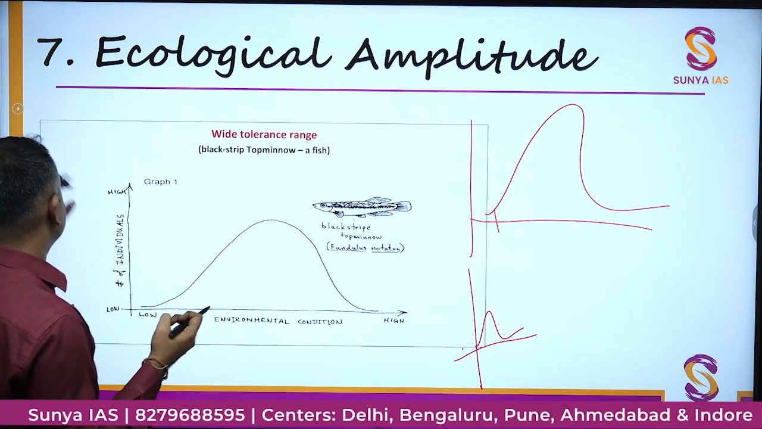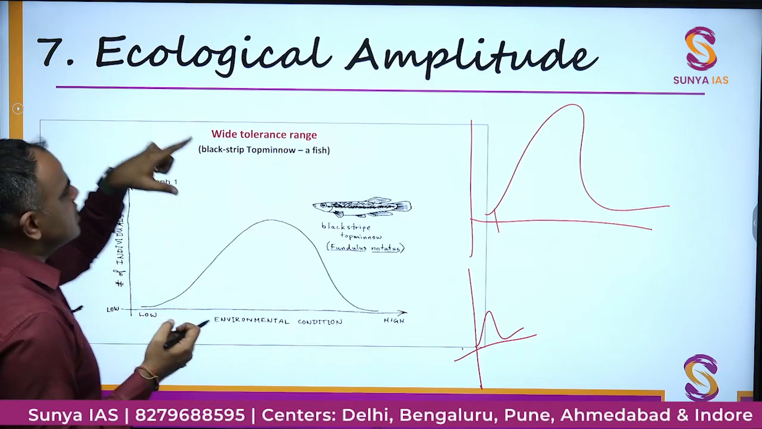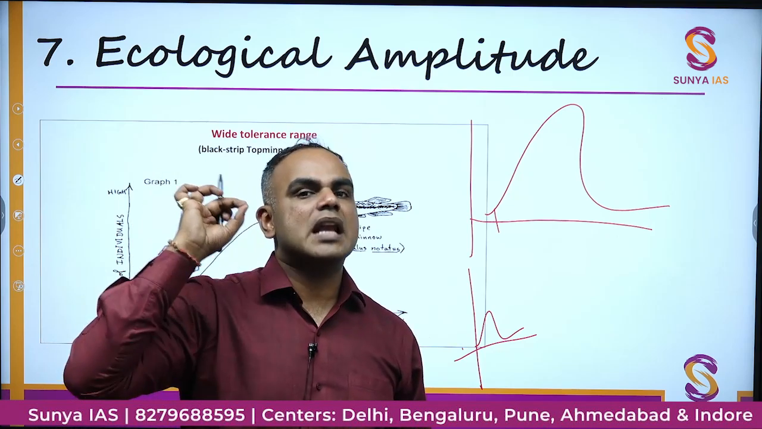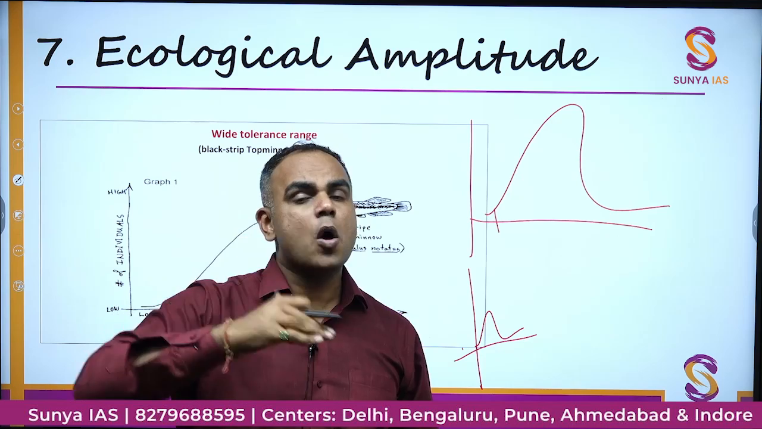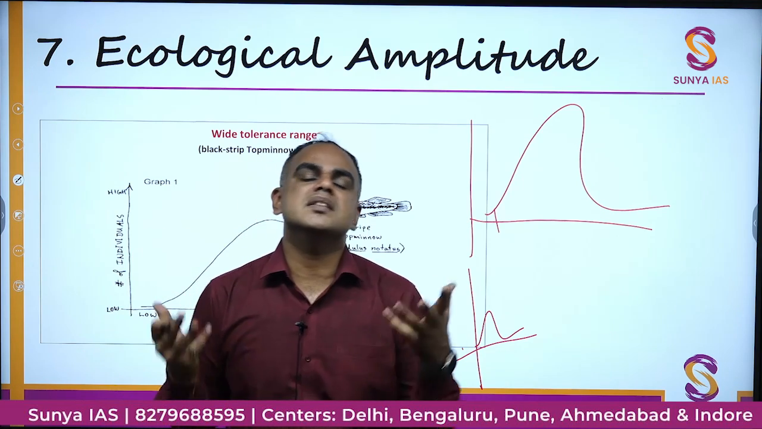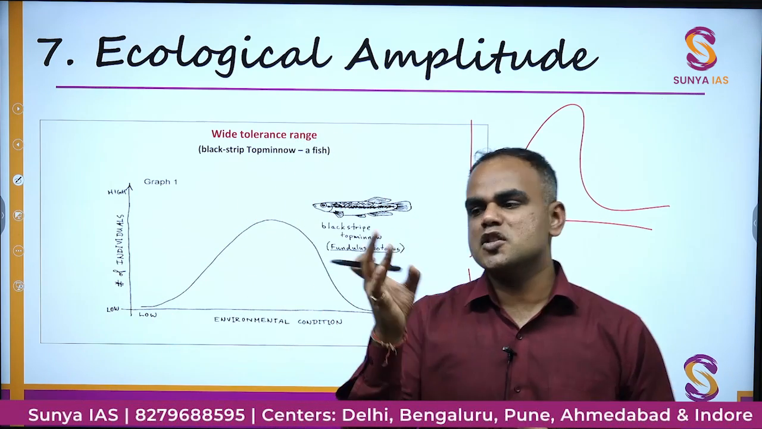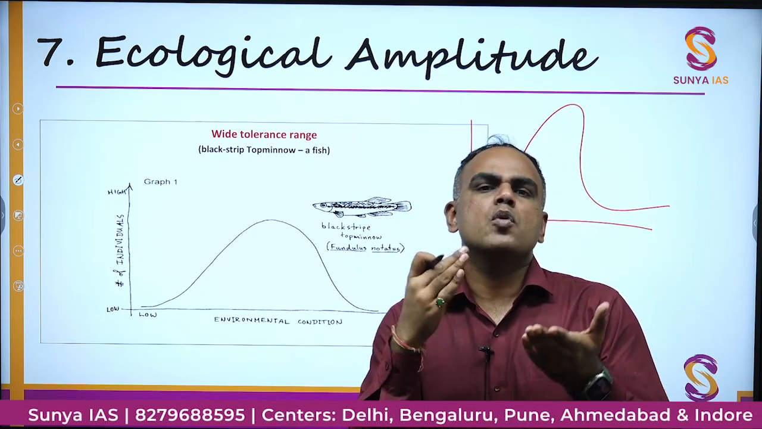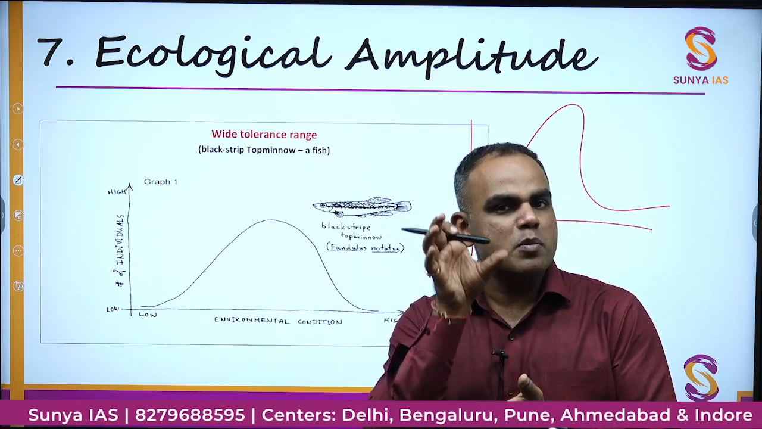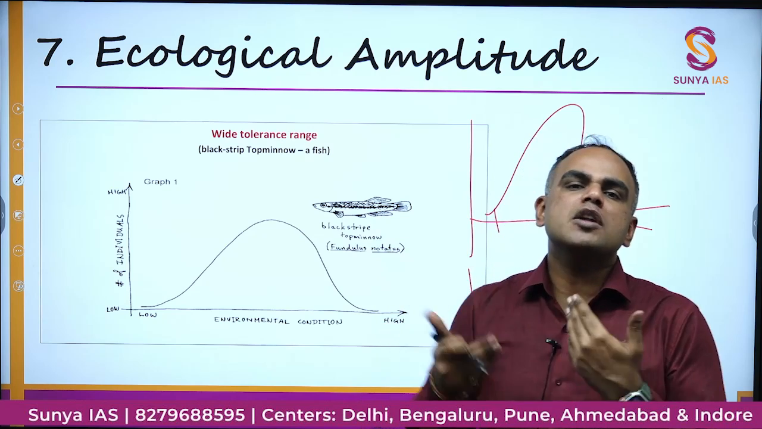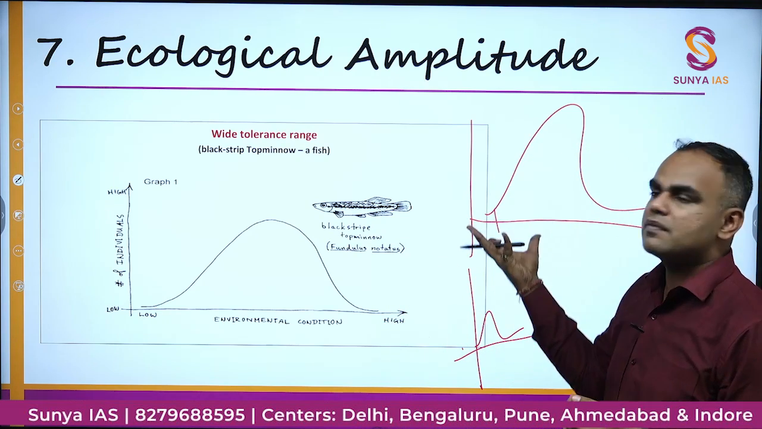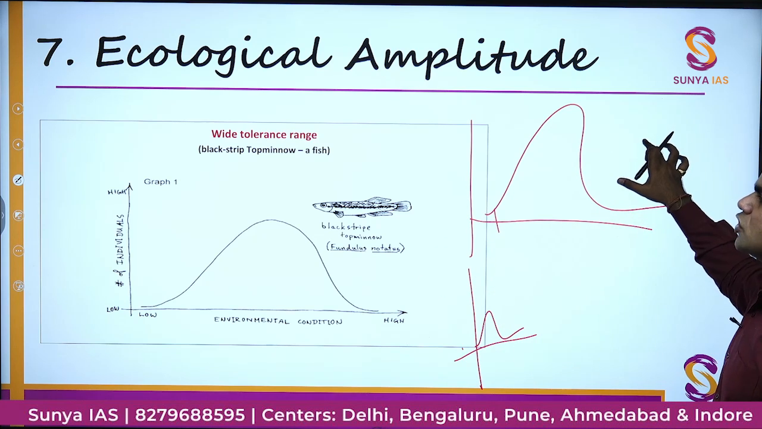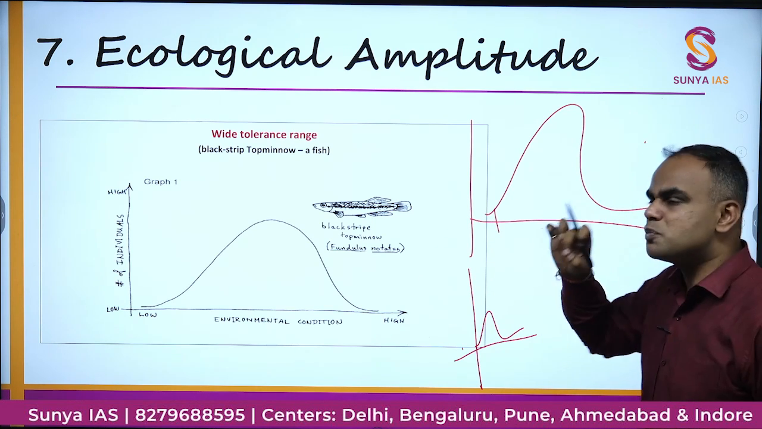Now, why is this important? Simply think of climate change. The temperature is rising, and not all species will respond in the same manner. There are many animals and plants that are cold-blooded. Cold-blooded simply means they will not be able to regulate their internal body temperatures. Because of that, they will have these issues. So ecological amplitude, from the climate change perspective, is also very important.